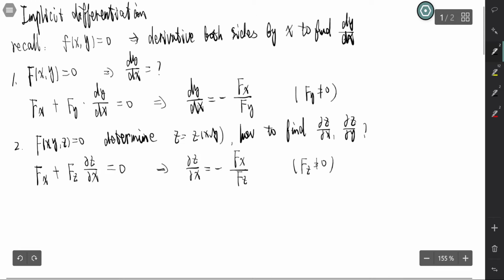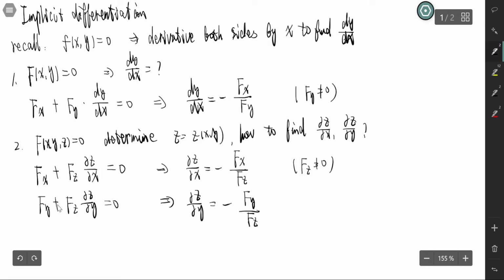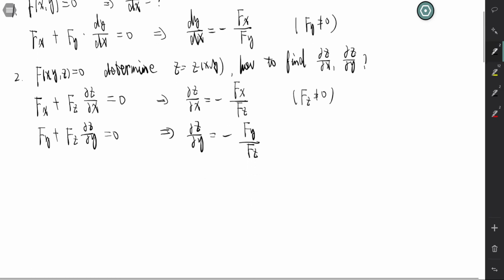And take the derivative of both sides by y. We have f_y plus f_z partial z partial y equals 0. Then we get partial z partial y equals negative f_y over f_z. That's the implicit differentiation for multiple variable functions.